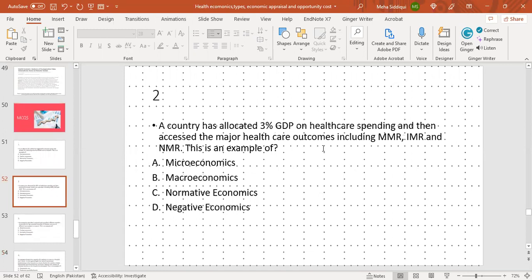MCQ number 2. A country has allocated 3% GDP on healthcare spending and then assesses the major healthcare outcomes including maternal mortality rate, infant mortality rate, and neonatal mortality rate. This is an example of microeconomics, macroeconomics, normative economics, negative economics. B. Yes, right option is B, macroeconomics, because in this scenario, country level economics is being discussed.